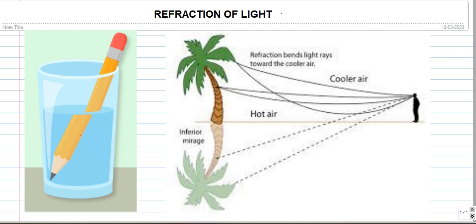We are going through chapter 9 of class 10 NCERT textbook. We have seen reflection in the previous videos. From this video, we will see refraction of light.